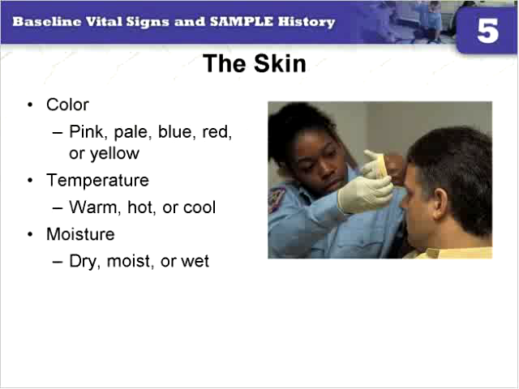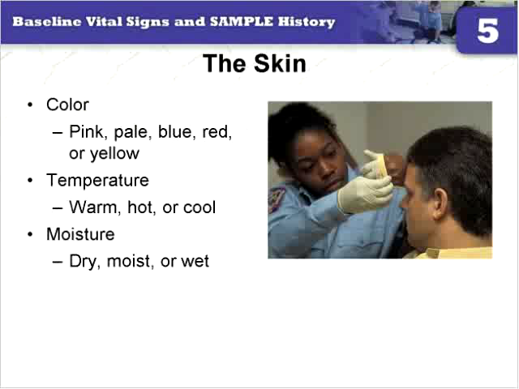Blue, someone who's blue or ashen color: not enough air, not enough oxygen. And then pink, someone who's pink: carbon monoxide. Carbon monoxide, exactly. Then you've got your temperature: warm, hot, or cool. And then moisture: dry, moist, or wet. How do we measure if someone's dehydrated?